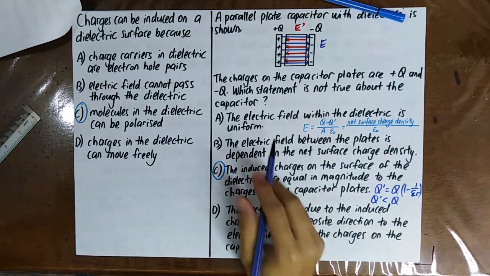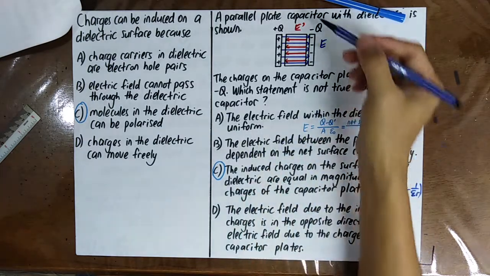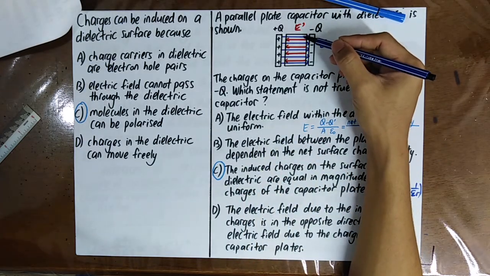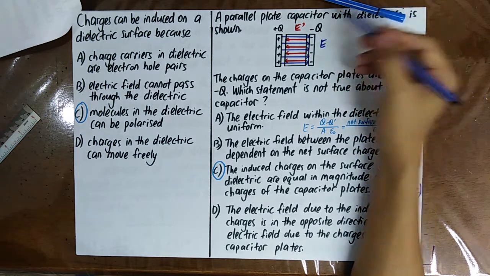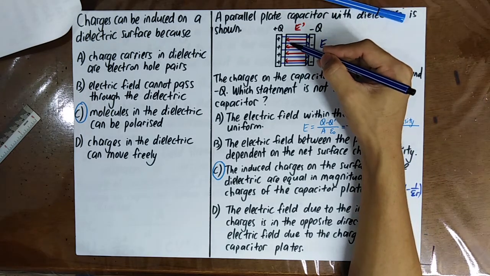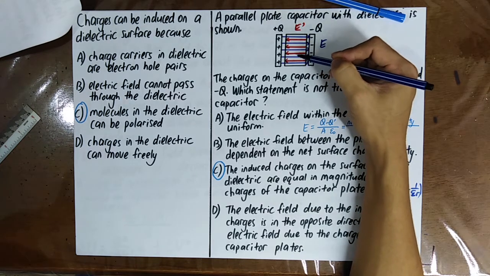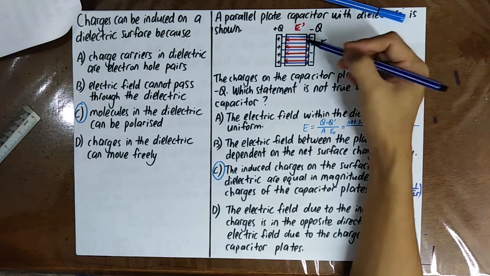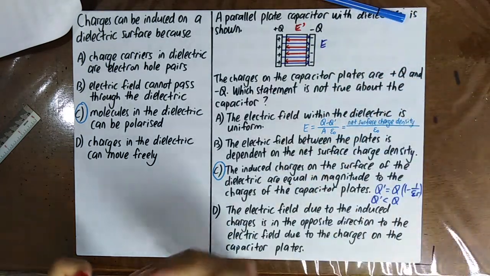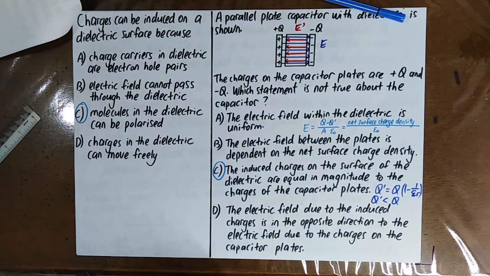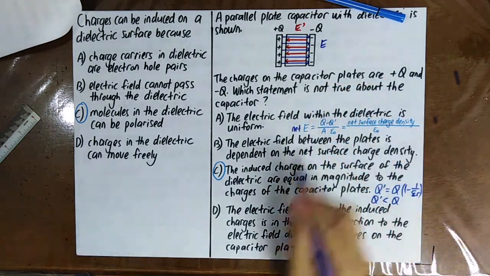And so, the electric field within the dielectric is uniform. Yes, because the lines are uniformly drawn. So I know that the electric field here is equal to the electric field at every point shown. So within the dielectric itself, the electric field must be uniform. Okay, so the net electric field is equal to this.